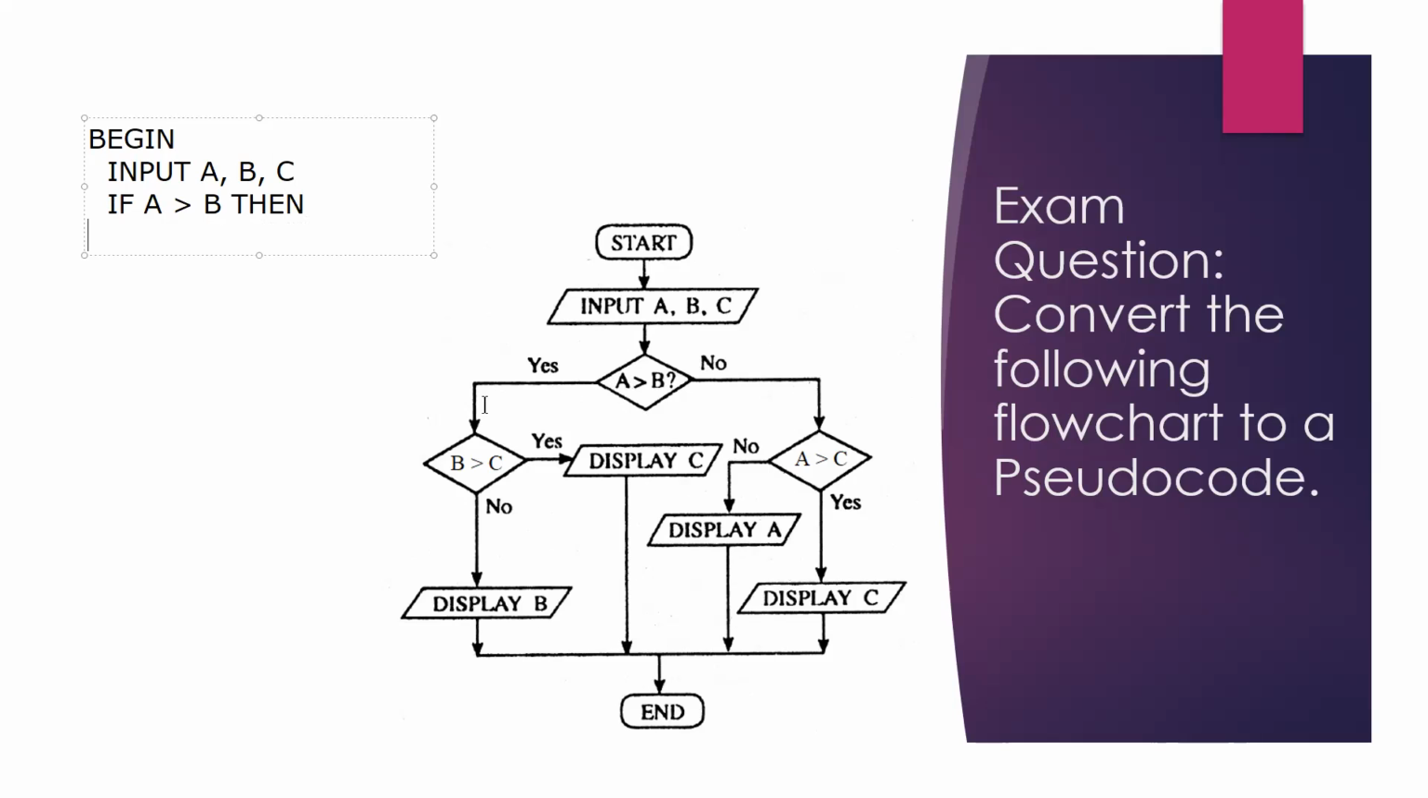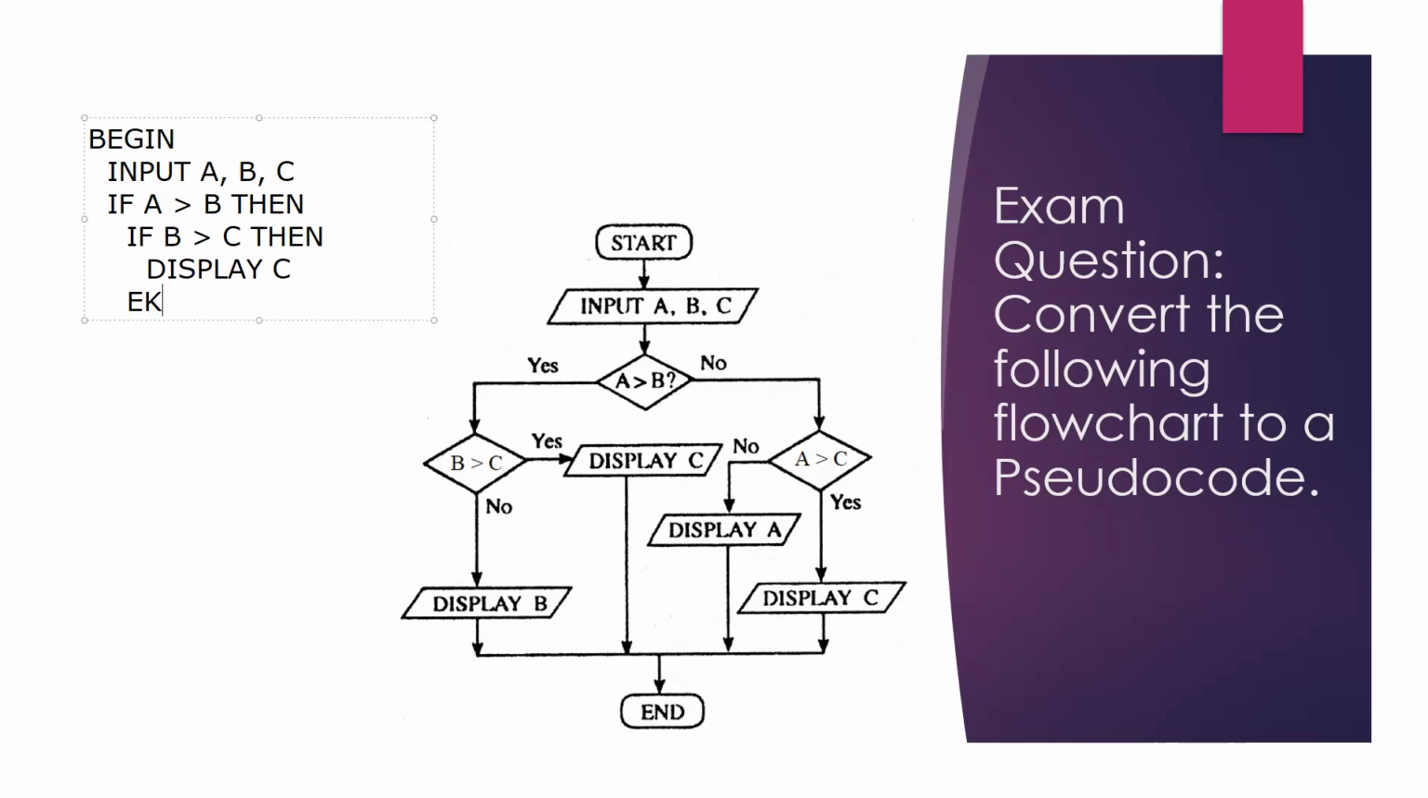If it is yes, then you come here. That means another selection, isn't it? So within this, we have another selection. In that selection, we will ask whether B is greater than C. If it is true, yes, you are going to display C. So I'm going to say display C, right? Else, that means this side, you are going to display B.